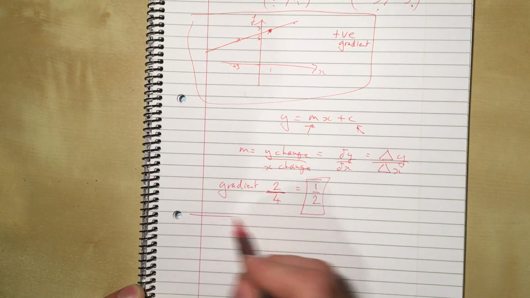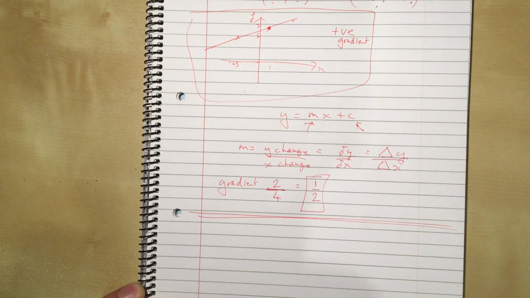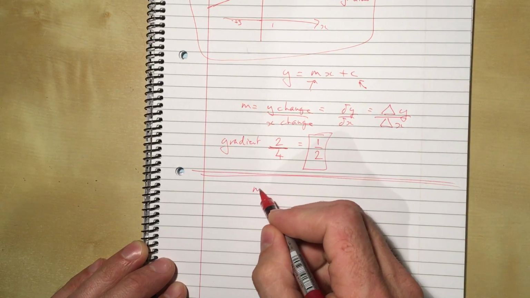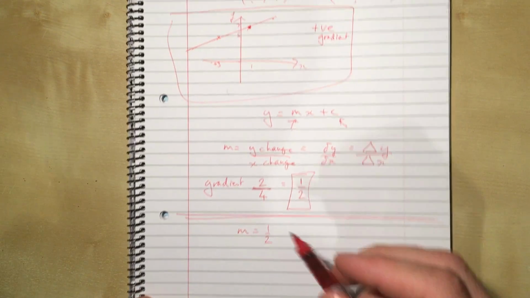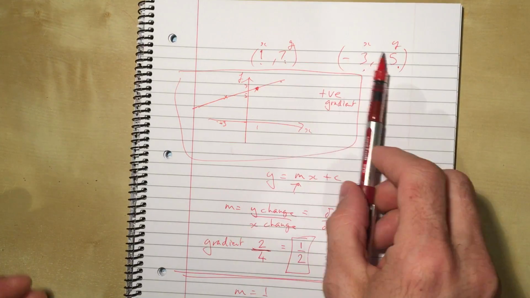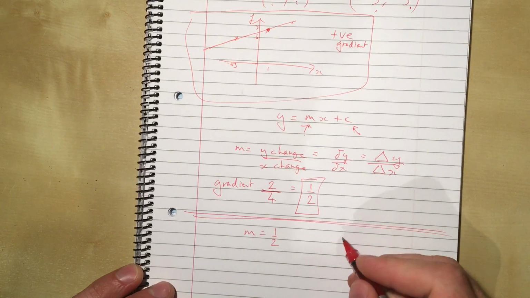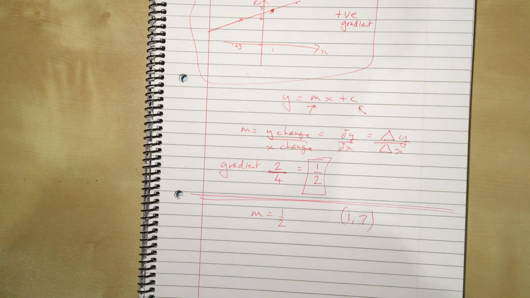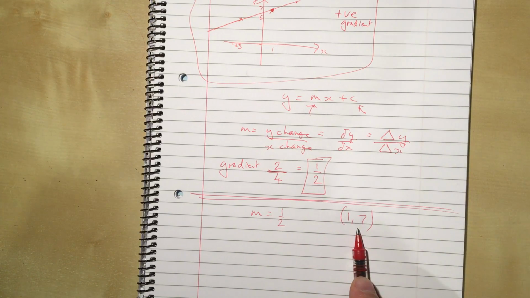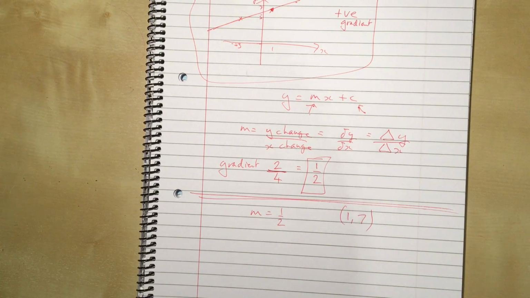Now, let's stop this and reevaluate the question. What I've just said is that the gradient equals 1/2, and this line goes through a point. Pick either set of coordinates here. I'm going to choose 1, 7. So I'm now rephrasing this question. I want to know the equation of a line that has this gradient and goes through this point. Now that is an easier question.